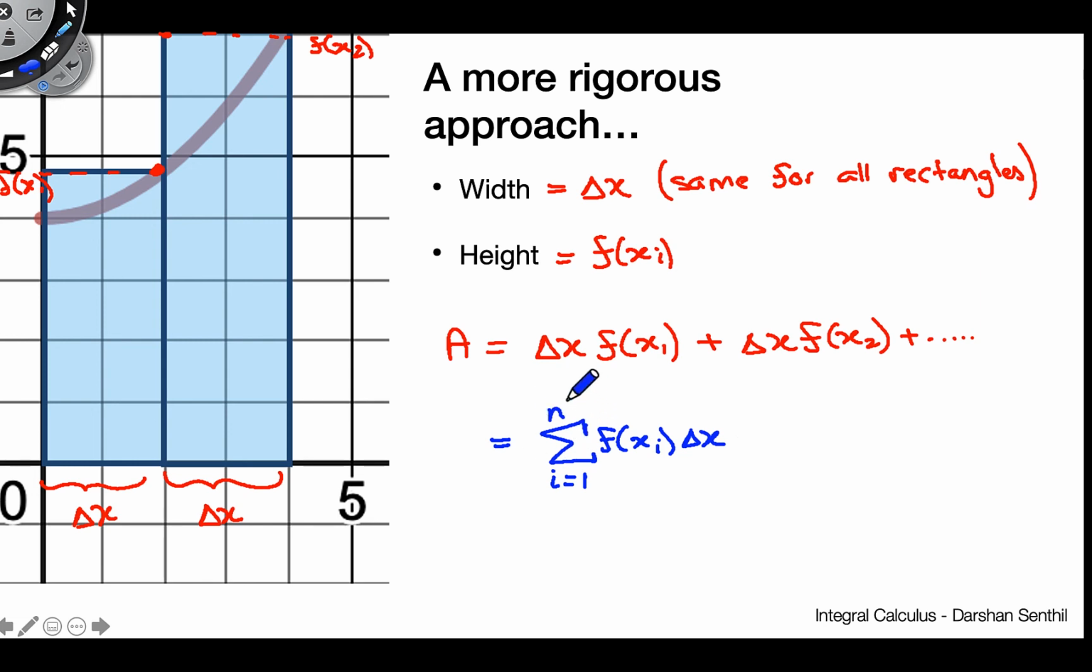Now, don't get scared by this summation notation. All this is saying is the same thing as this, right? So for i equals 1 to n, we take f of x sub i times delta x. So we go f of x sub 1 times delta x, and then we add f of x sub 2 times delta x, and then we could even go further. We could say delta x times f of x sub 5, 3, 4, 5, how many ever we need to do. Right? So that's basically what this thing is saying to us.